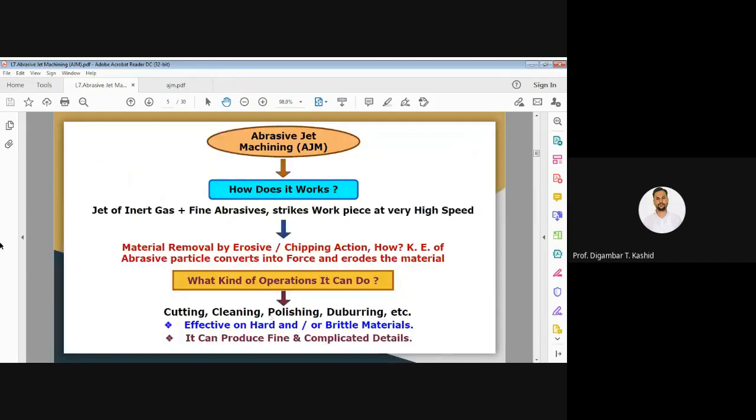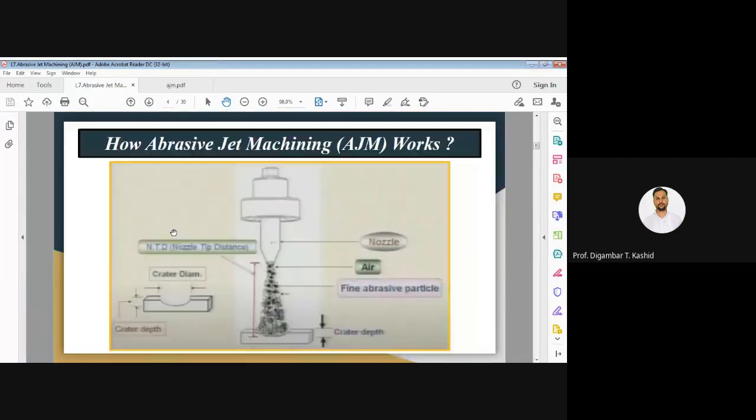So how does it work? Just taking the summary: we need to have a jet of abrasive particles. For that purpose we need carrier gas, that is inert gas, and that will strike your workpiece at very high velocity or high speed. So material removal will take place due to the erosion action only. Understood? This is the working principle.